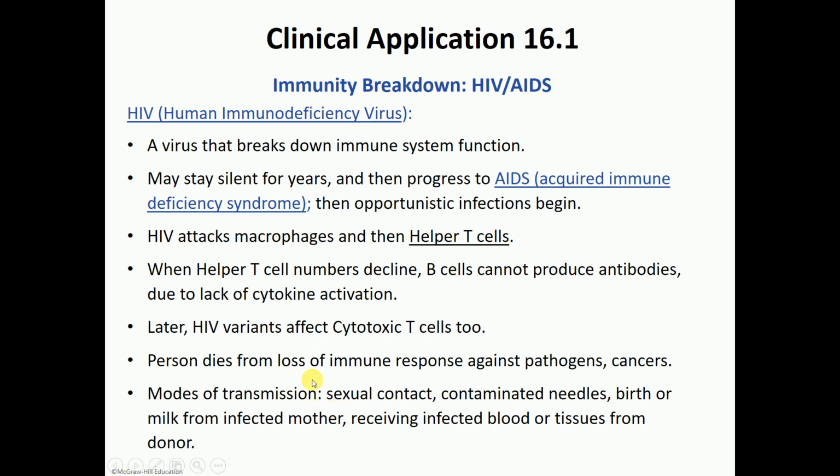Mode of transmission, those would be, I don't want to say sexual contact because it needs to be unprotected sexual contact, contaminated needles, birth or milk from an infected mom, so from mom to baby, or it could be receiving infected blood or tissue from a donor. So if you go in and give blood, or if you're an organ donor, whatever we donate is going to be tested for HIV.